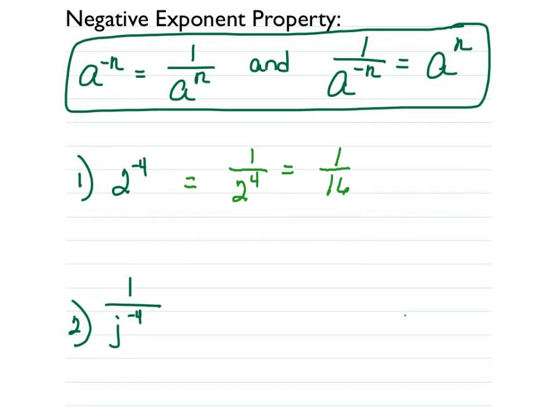Number 2, 1 over j to the negative 4th power. In this case, the negative exponent is in the denominator, so we need to write it in the numerator with a positive exponent. So it would be j to the 4th power.